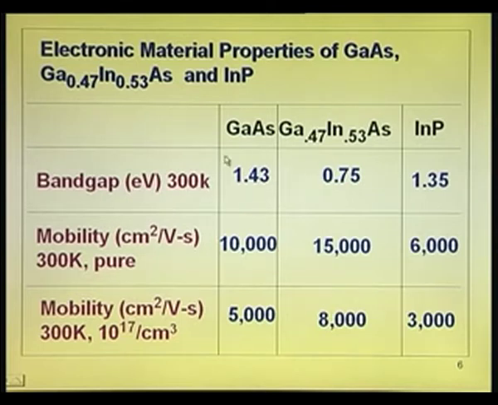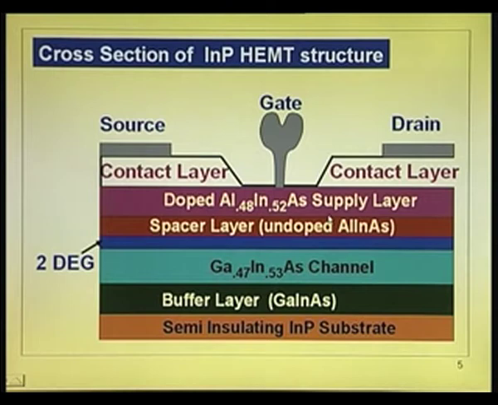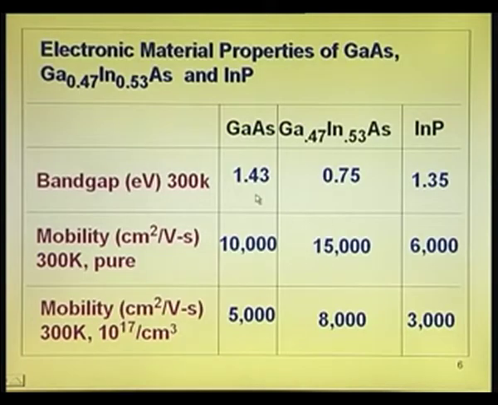Band gap: gallium arsenide 1.43, gallium indium arsenide 0.75, indium phosphide 1.35. In fact, aluminum indium arsenide that you put here also has a band gap close to gallium arsenide. You do not try to put gallium arsenide on this at this stage, because there will be lattice mismatch, but aluminum indium arsenide has a good lattice match. So, you get a band gap material which is of that order. Indium phosphide of course 1.35.